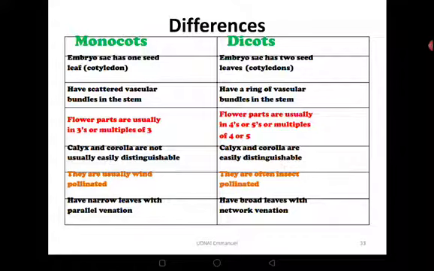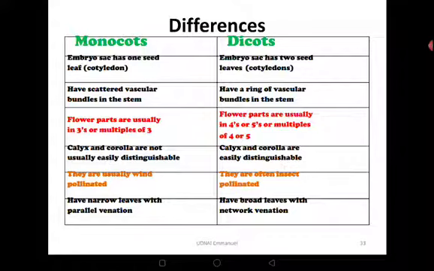The others are, the monocots have scattered vascular bundles in the stem. I hope you have ever eaten sugarcane. You will see the vascular bundles are scattered all over the stem, and it's almost spongy, and they are not compact together. Then in dicots, they have a ring of vascular bundles in the stem, which are usually compact together.